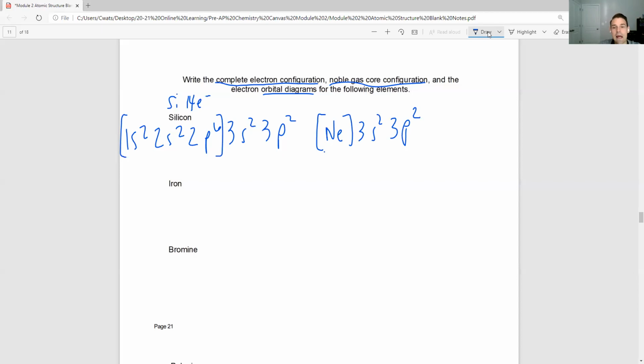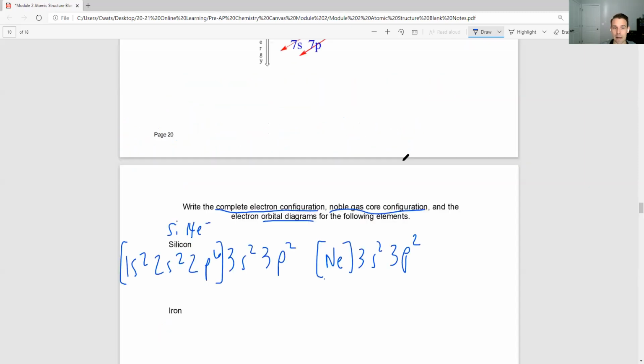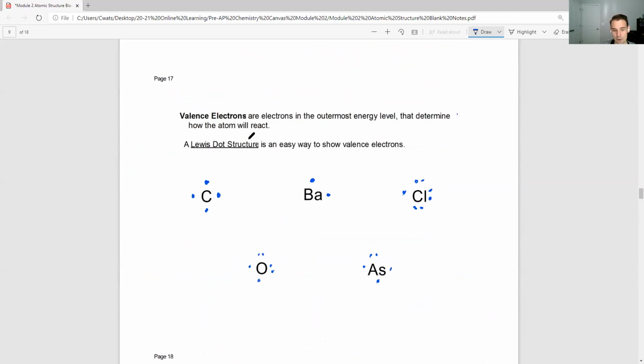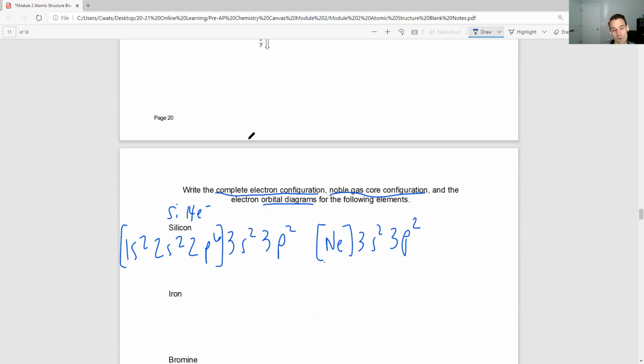And finally, we have the orbital diagrams. The orbital diagrams are a more visual way of seeing our electron configuration. So what we do is we draw boxes to represent our orbitals, okay? And each box, going back to our rules up here, can hold 2 electrons, the Pauli exclusion principle. Each orbital may, at most, describe 2 electrons. So each box we draw can hold 2 electrons.